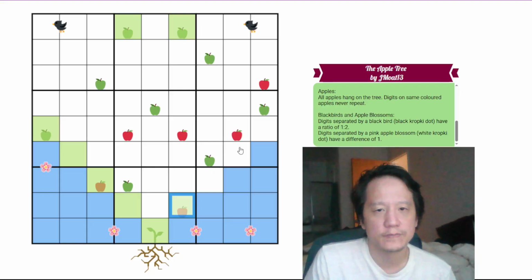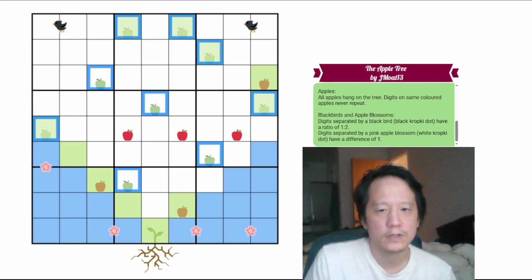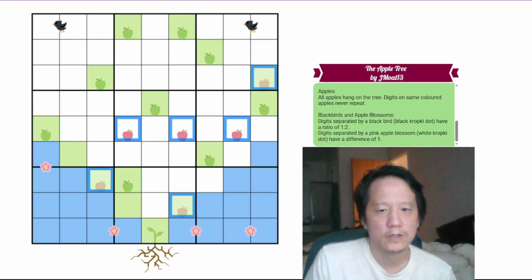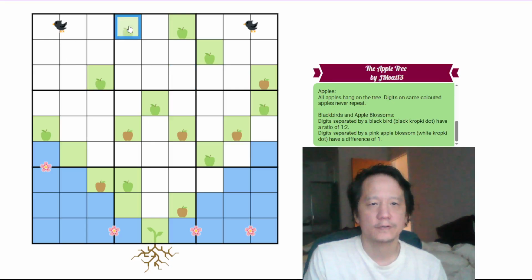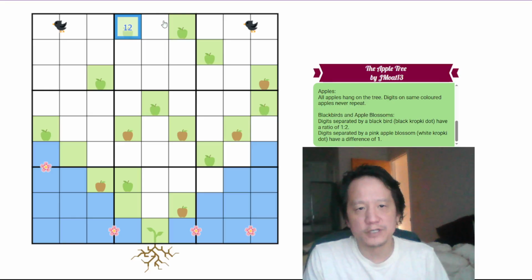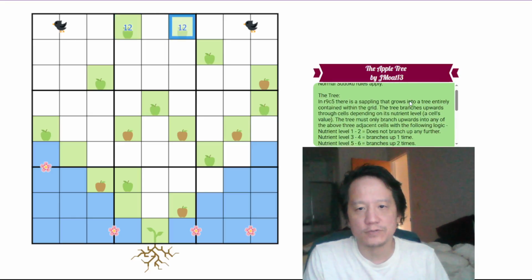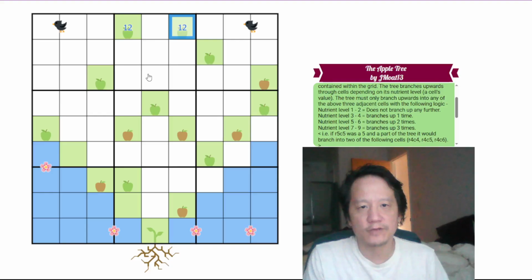We have tree here. Tree here. Tree here. Okay, all of those are trees. This has to be 1, 2 because it has to be nutrient level 0. It cannot branch up any further. So nutrient level 1 and 2 is required.